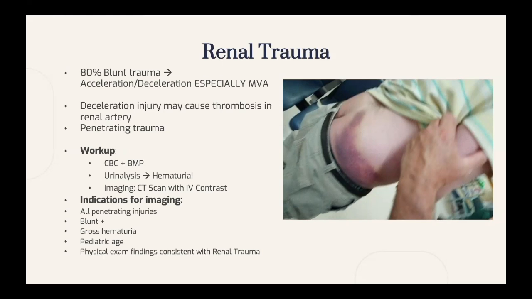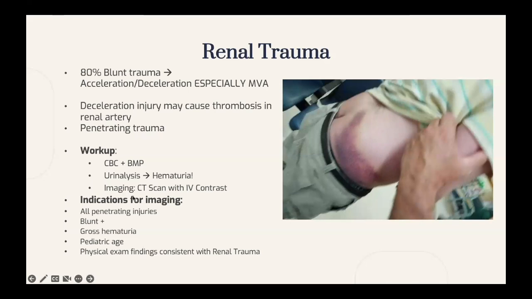The general workup includes a CBC, a basic metabolic panel, a urinalysis to identify hematuria, and the imaging choice is CT scan with IV contrast. Also, you can do a physical examination and you will find loin thrombosis, and you can see it's almost resembling Gray Turner sign. If a patient had a trauma or motor vehicle accident and presented with these signs, you raise suspicion for renal trauma.